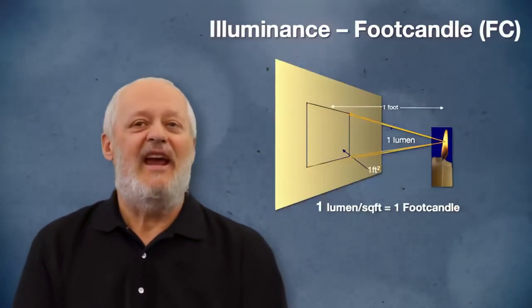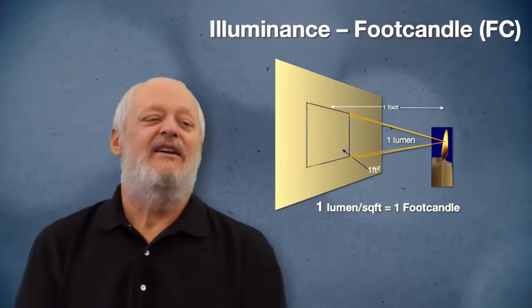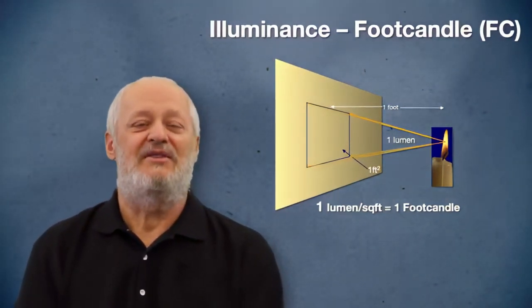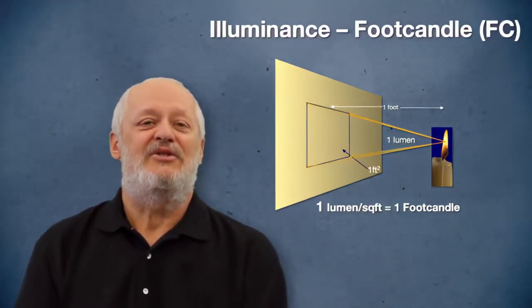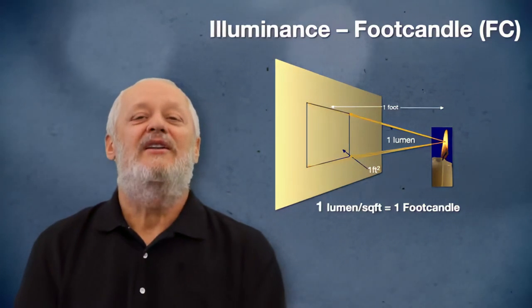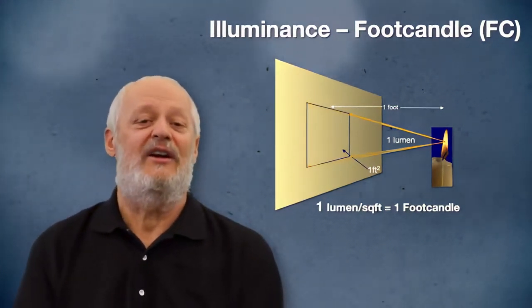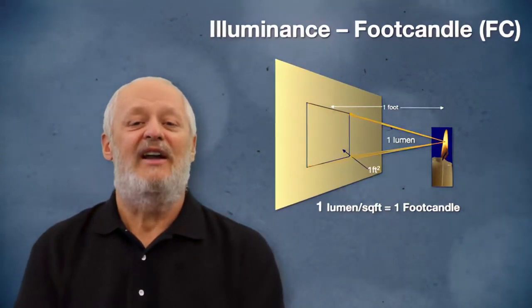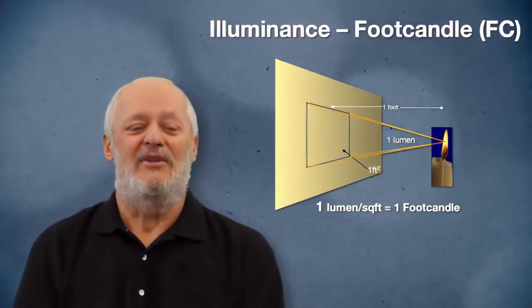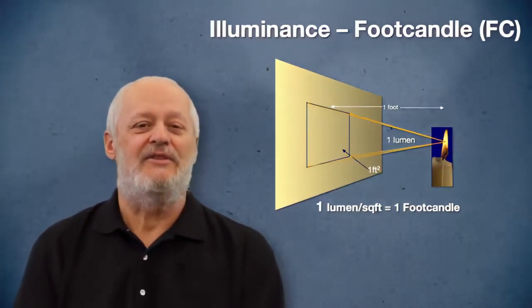If we take our same candle and mount that candle about a foot away from a flat surface, and then we measure out a square foot on that surface, okay, that surface will be illuminated to 1 lumen per square foot. There'll be 1 lumen landing on each square foot of area, and that is how we define a foot candle. You've probably all heard of foot candles, right? So this is what we call incident light. It's light shining onto surfaces.